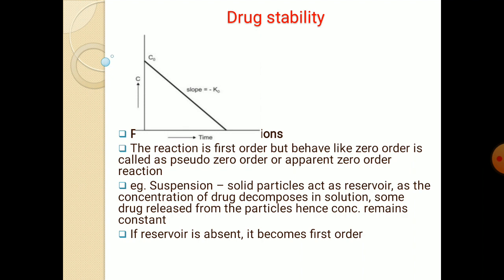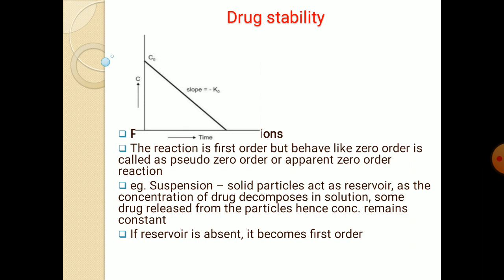Now we'll see the next concept, that is the pseudo zero order type of the reaction or the apparent zero order type of the reaction. As we have seen earlier also, pseudo means the reaction is actually a different order, but it behaves like a different order reaction. So obviously the pseudo zero order reaction, actually it is a first order type of the reaction, but it behaves like a zero order. So that's why it is known as a pseudo zero order type of the reaction.